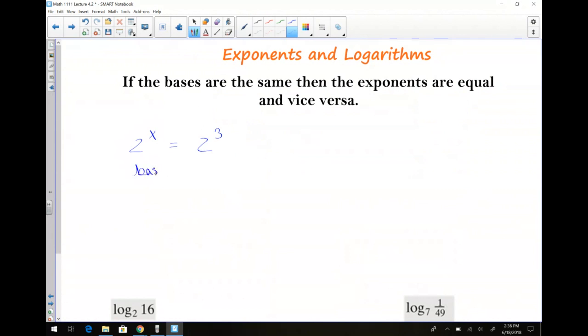So bases are the same, and bases are equal. So x has to equal 3. And vice versa. So that means that the exponents are the same. So if you had like x raised to the 4th equals 5 raised to the 4th, well, guess what? X is going to equal 5. Because 5 raised to the 4th has to be the other side of 5 raised to the 4th also. So here exponents are equal.